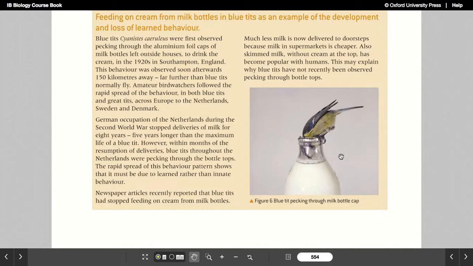But we don't see this behavior as much anymore because now people prefer skim milk, it doesn't have as much cream at the top, and also we deliver things in supermarkets and not to outside of people's houses. So learned behaviors can be passed down, they can resume, and then they can also disappear, and then be relearned or not relearned, and so on.